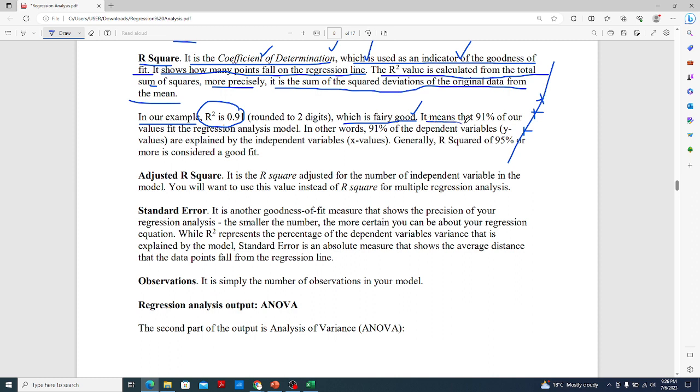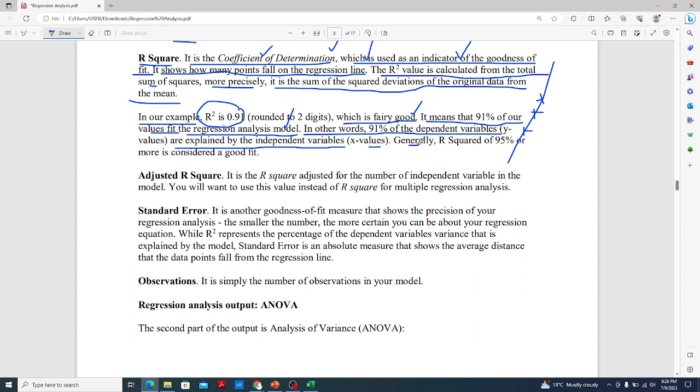Why? It means that 91% of our data fit the regression analysis model. 91% of our data was used in creating that model. In other words, 91% of the dependent variable is explained by the independent variable x values.